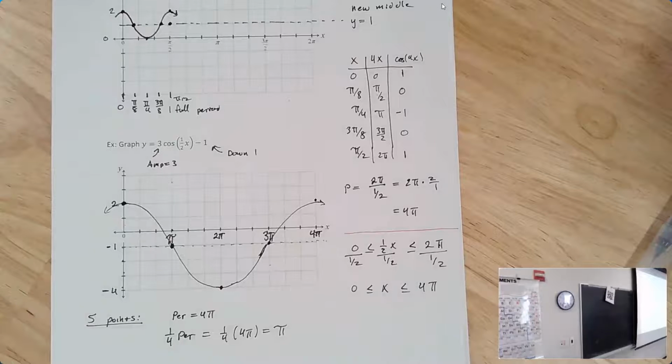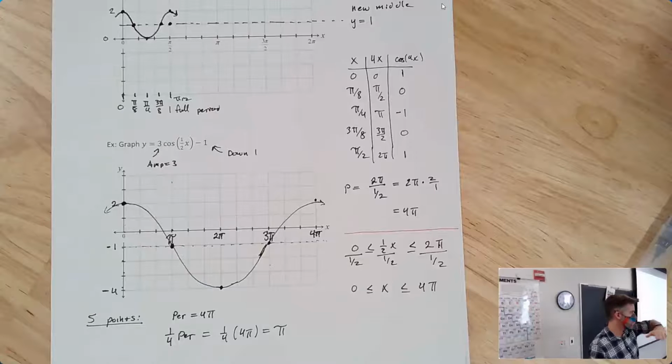Sure. So for the normal cosine graph, the 5 important x values are 0. Well, in fact, for sine or cosine, the 5 important x values are the quadrantal angles. In degrees, 0 degrees, 90 degrees, 180 degrees, 270 degrees, 360 degrees. In radians, 0 radians, pi over 2, pi, 3 pi over 2, 2 pi.